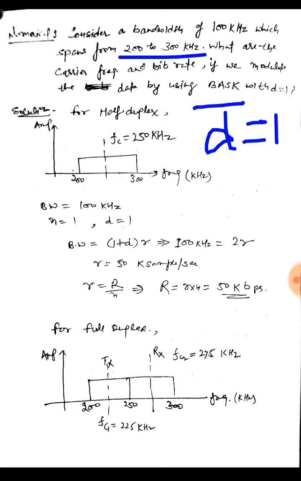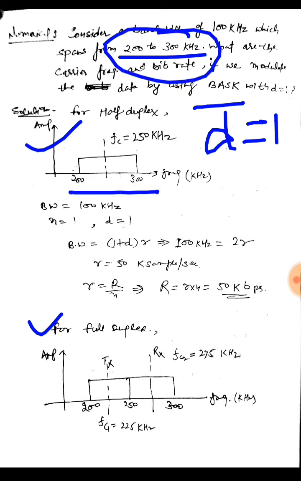Now if we have a half duplex system, half duplex means we are transmitting and receiving over the same channel but not simultaneously. If we are transmitting then we cannot receive, and if we are receiving then we cannot transmit. Whereas for full duplex, we are using the same channel and we can transmit and receive simultaneously. So if we take the case of half duplex, then this is the bandwidth, that is 200 to 300 kilohertz as it is given.